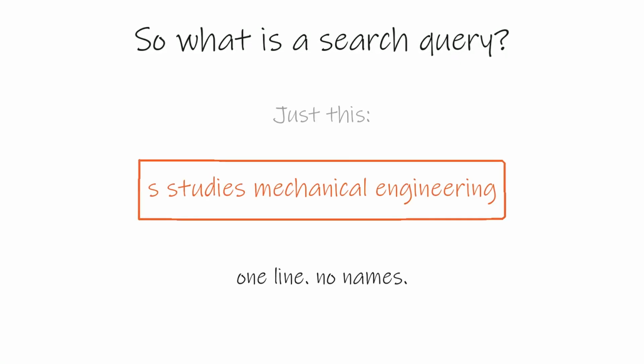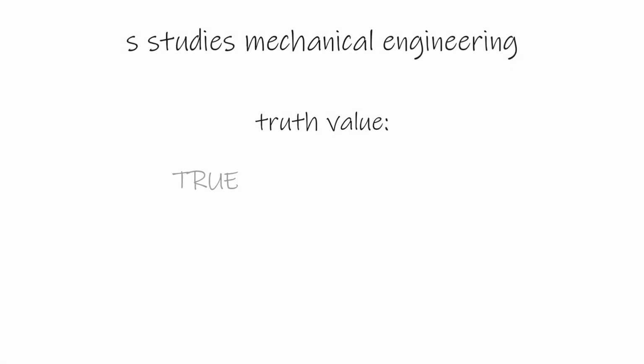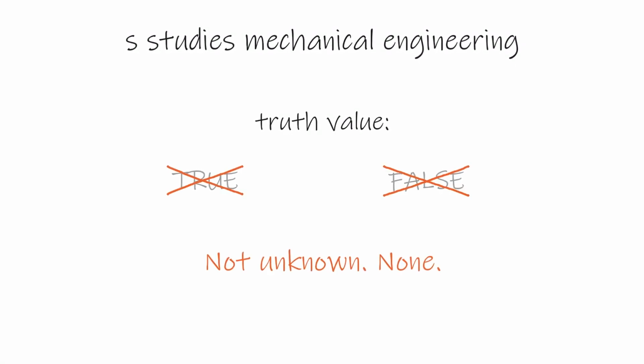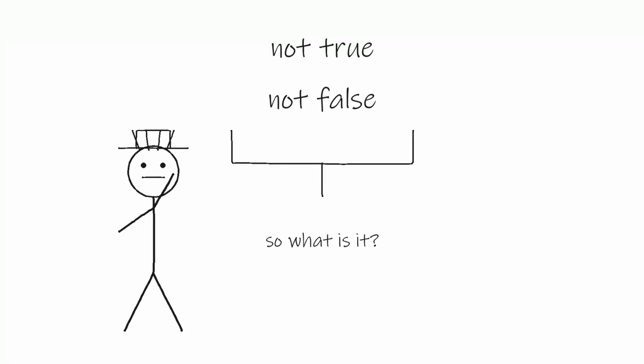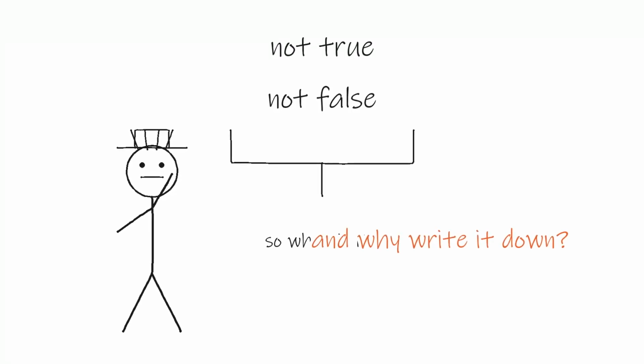Just this: S studies mechanical engineering. That sentence has no truth value. Not unknown, none. There's nobody in it. If it isn't true and isn't false, what is it? And why would you write it down?